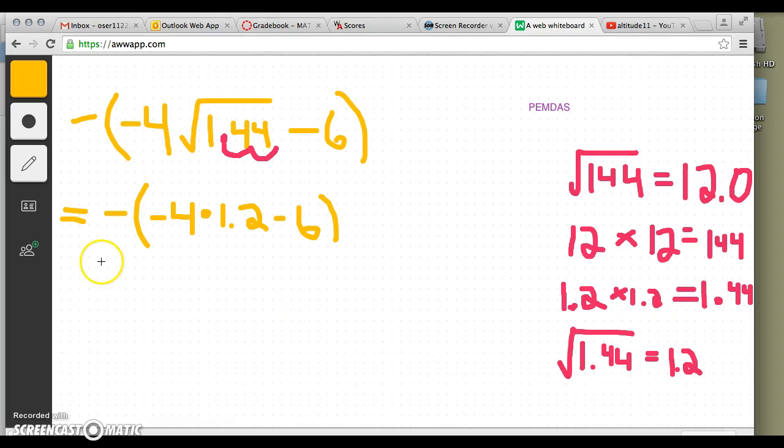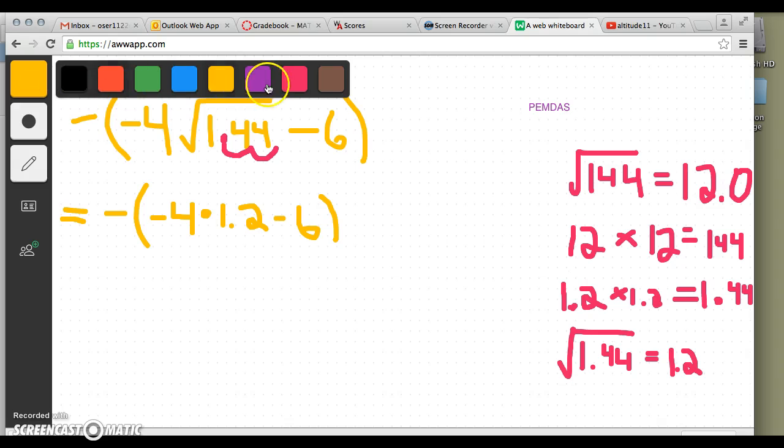Okay, so moving on to the next step. We're still inside of this parentheses, and we need to perform our order of operations inside here. So notice we have -4 times 1.2 minus 6. Multiplication is going to come before subtraction, right? The M comes before the A. So we still need to multiply 4 times 1.2.